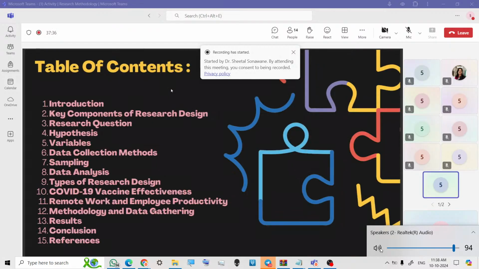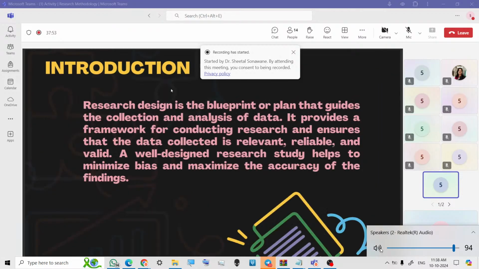Here are the tables of contents. We will cover today introduction to research design, key components, types of research design, its applications like vaccine effectiveness and remote work productivity, methodology, results, and conclusions. So I will start with introduction.